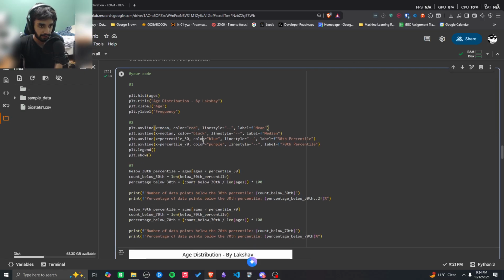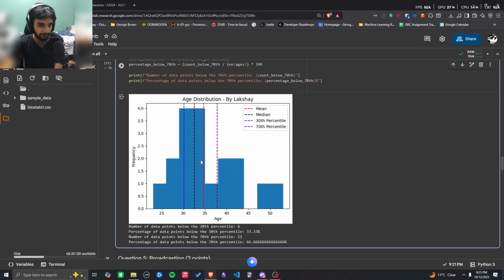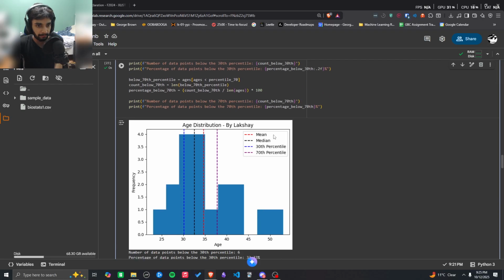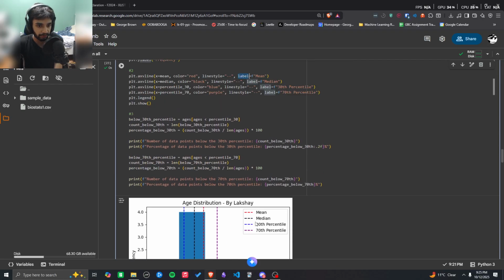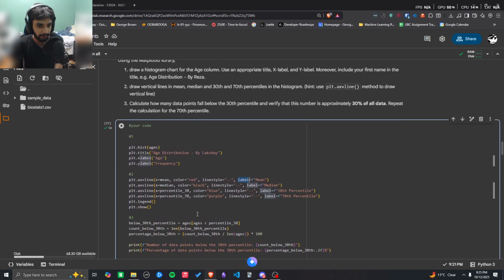Just different colors for the color parameter. Line style, just giving you a dashed line instead of a straight line. It's kind of easier on the eyes. And we're just labeling it mean, median for our legend later, which just shows up right here. Then percentile below 30, we go through ages.